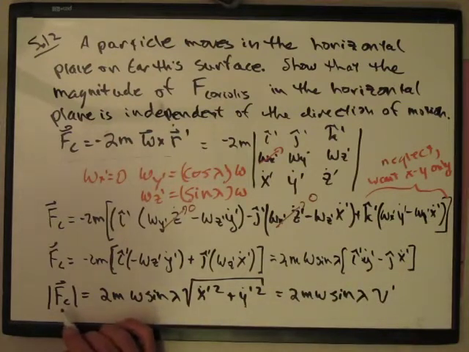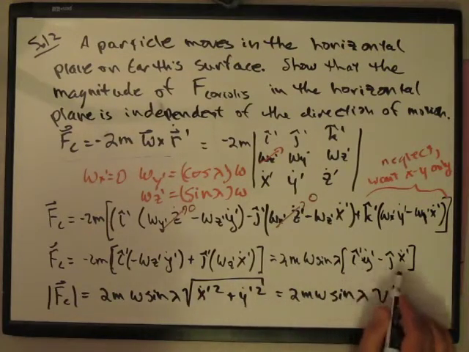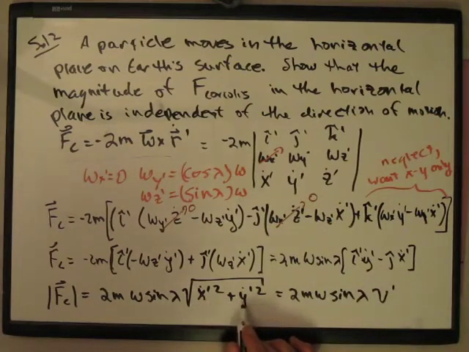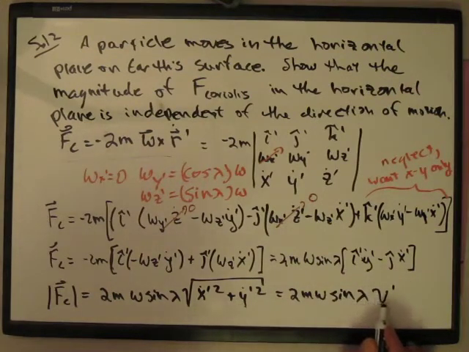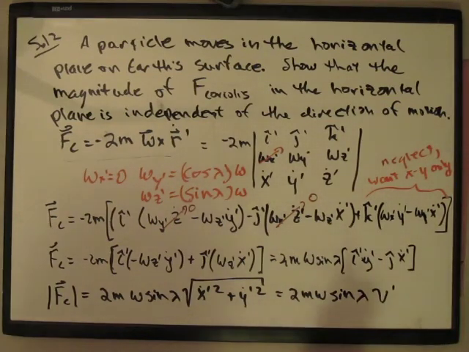And so it's asking me to show that the magnitude of the Coriolis force is independent of direction. So here's the magnitude of the Coriolis force. It's just the magnitude of this quantity, which is the magnitude of this, times the square root of each of those guys squared to get the magnitude of that. But the square root of those guys squared is just the velocity in the horizontal plane. And so that's just the v. And notice it doesn't depend on the direction anymore. It just depends on the magnitude. It just depends on the speed. And so the magnitude of the force is the same everywhere, whatever direction it's going in. And the direction just depends on the cross product.